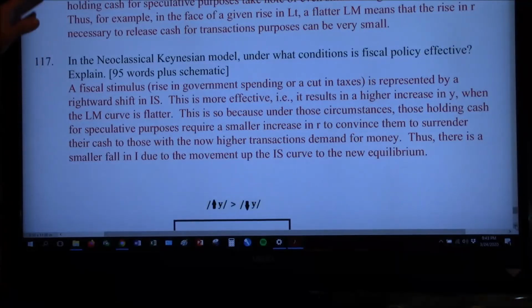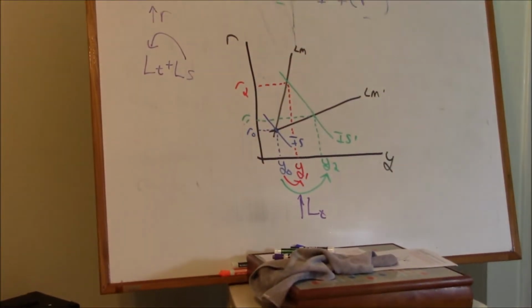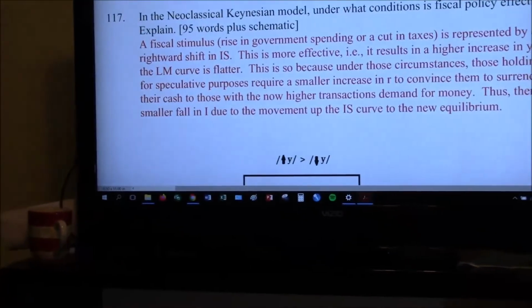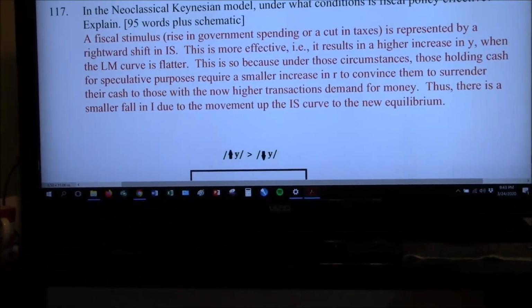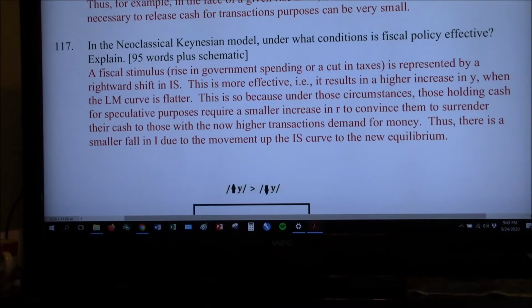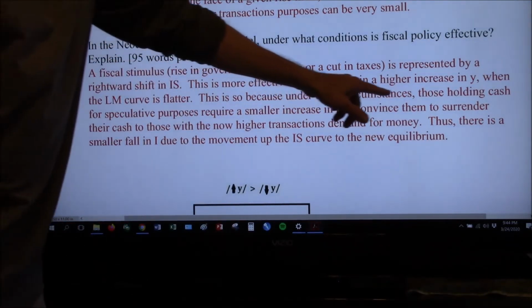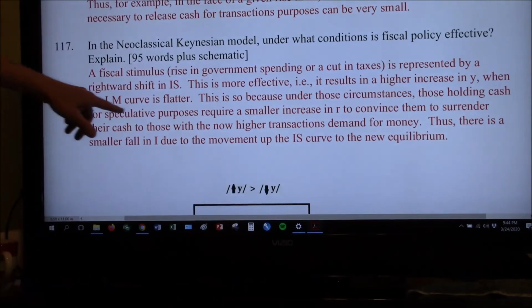All right. When is a fiscal stimulus more effective? When do you get a bigger bang for your buck out of a rightward shift in IS? And of course, when the LM curve is really flat. Okay. Describe that. A fiscal stimulus is represented by a rightward shift in IS. This is more effective. What do you mean by effective? It results in a higher increase in Y when the LM curve is flatter.